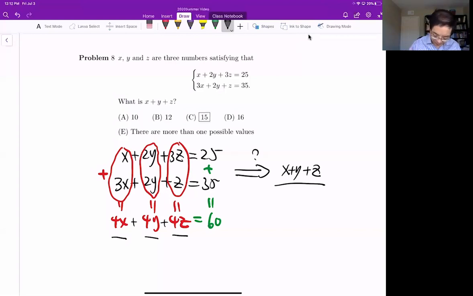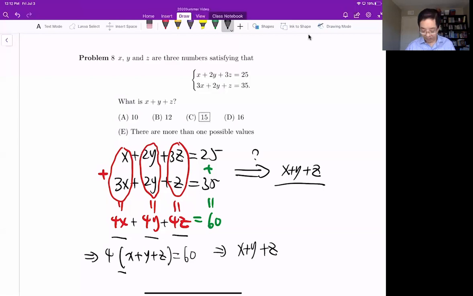From here, as I said, when letters are involved, we often omit the multiplication sign. So I pull the 4 to the front, then add the bracket: 4 times (x plus y plus z) equals 60. So I get x plus y plus z equals 15, since 60 divided by 4 is 15.